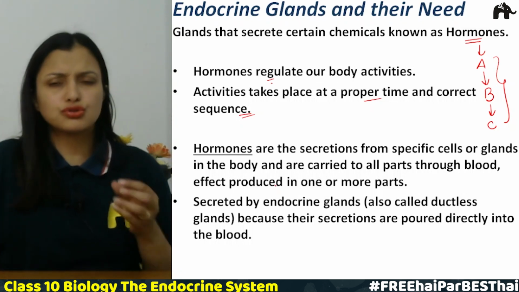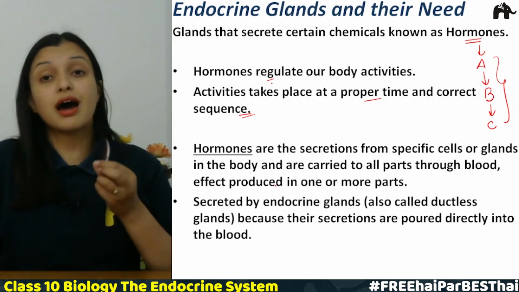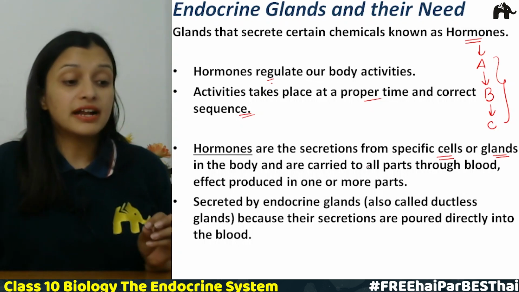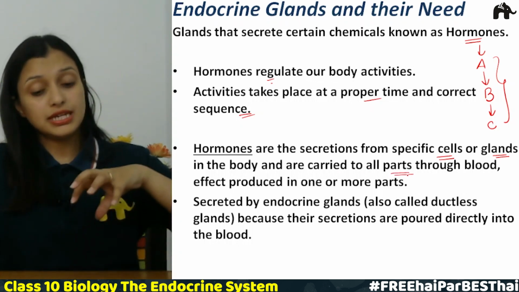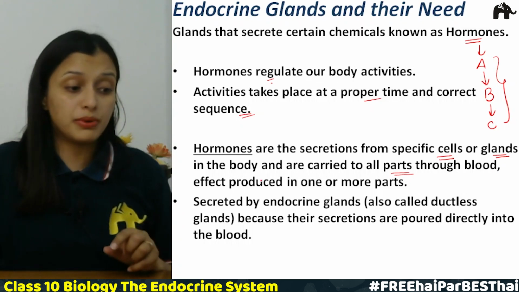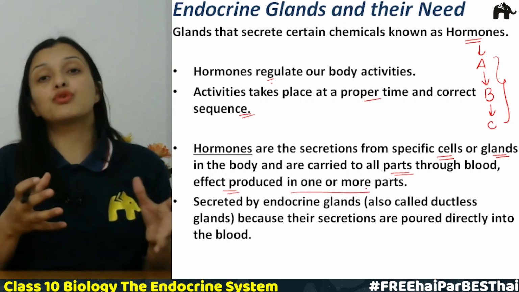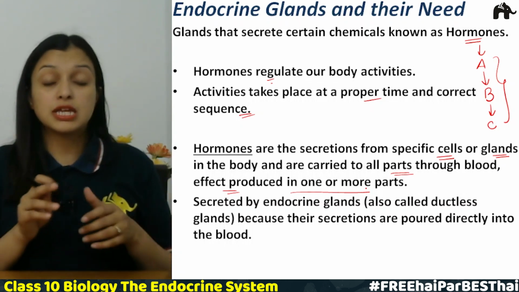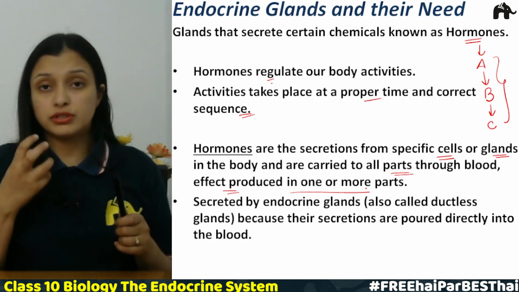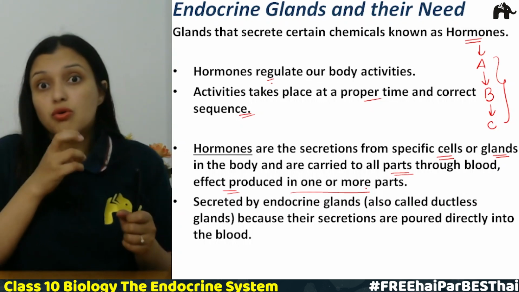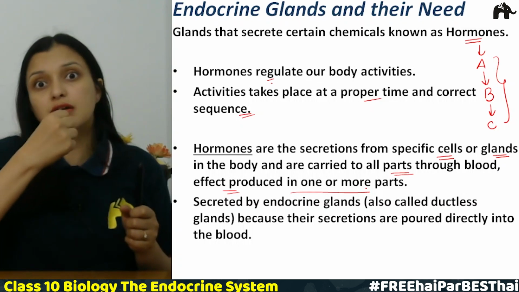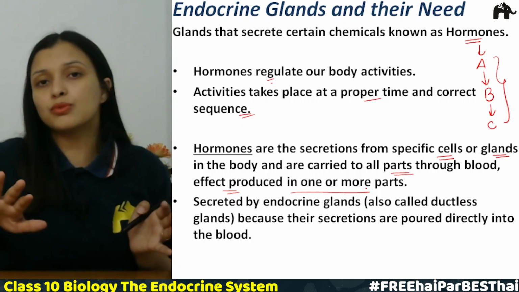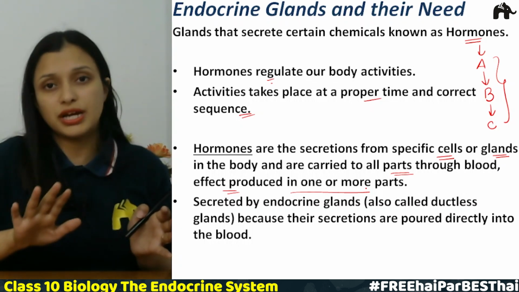Okay, so what are these hormones? These hormones are the secretions of specific cells or specific glands in the body, and they are carried to all the parts through blood, and they affect one or more body parts, right? Say if there is a hormone, say insulin, only a specific organ or a specific cell is going to secrete that hormone. No other gland or other cells can do that function, right?